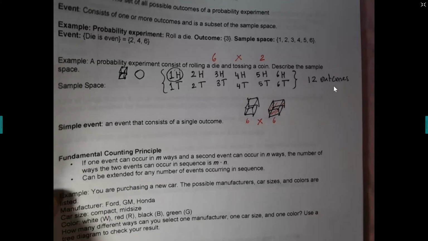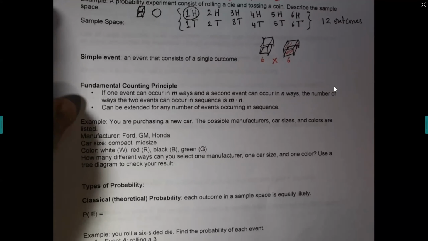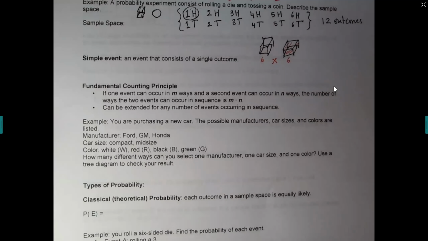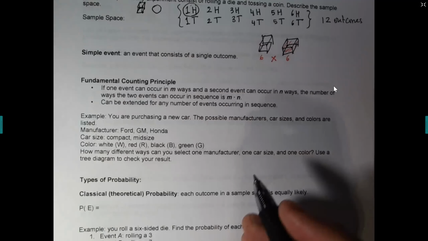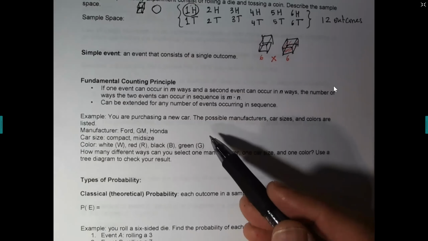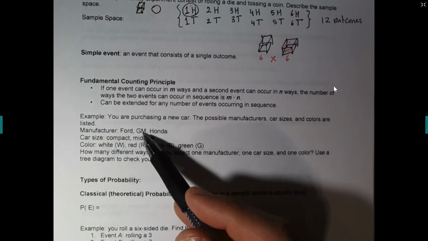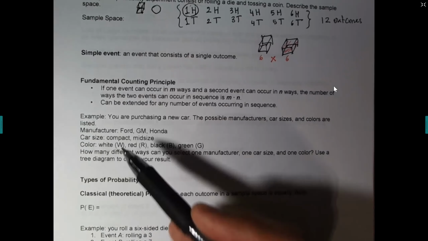You purchase a car. You have the possible manufacturers, car sizes and colors listed. You could buy a Ford, GM, or Honda, different manufacturer. You have a choice of compact and mid-size, and you have a choice of white, red, black, and green. How many different ways can you select one manufacturer, one car size, and one color? So 3 events at the same time. Can you guys give me the answer? So in how many ways can you select a car that could be from any manufacturer, any car size, and any color?